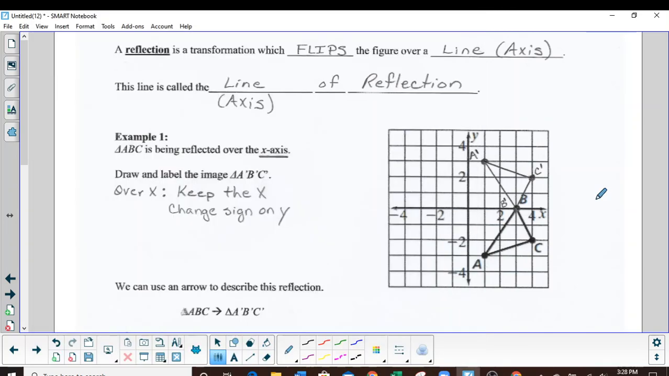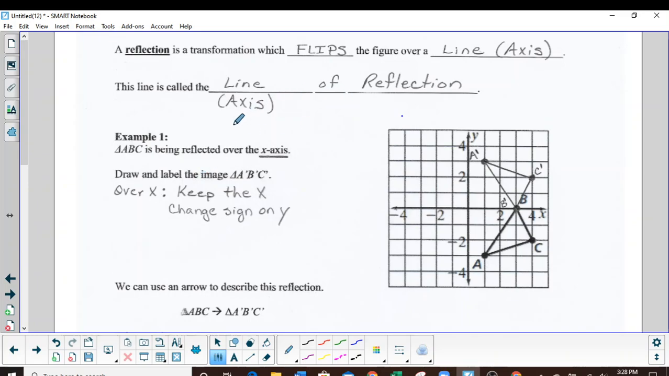Okay, this is FLP 35. We jump from the translation into the reflections right here. Kind of rather quick, but these are not bad. You just got to try to remember a couple of rules, and they won't stump you up too much.